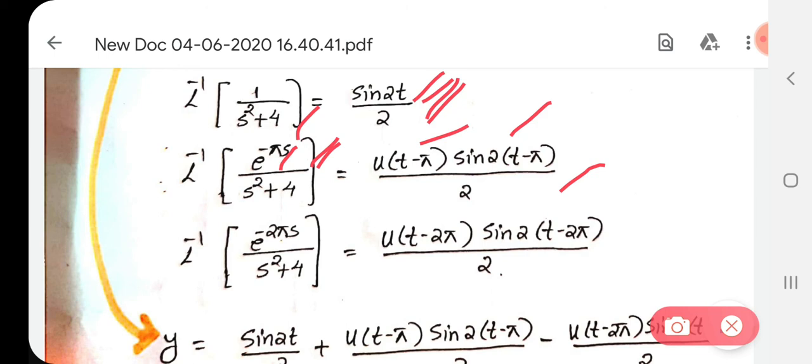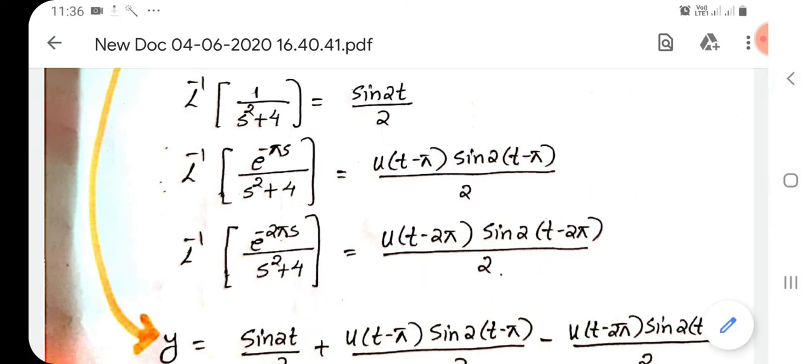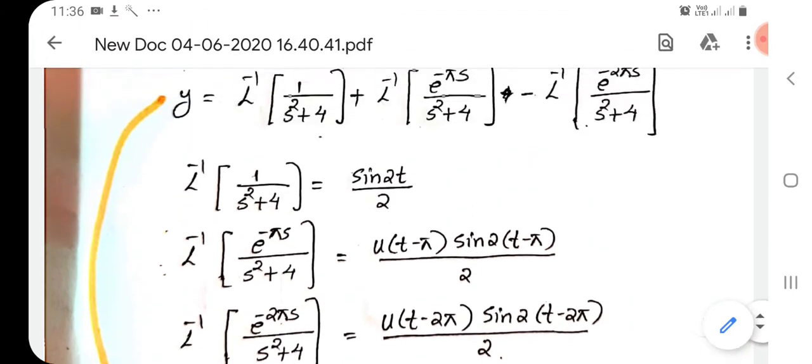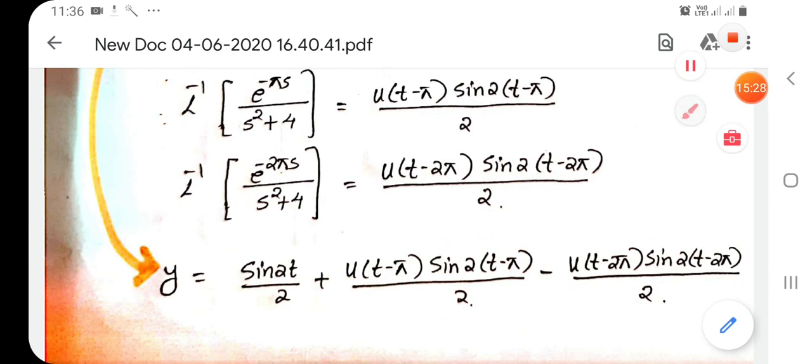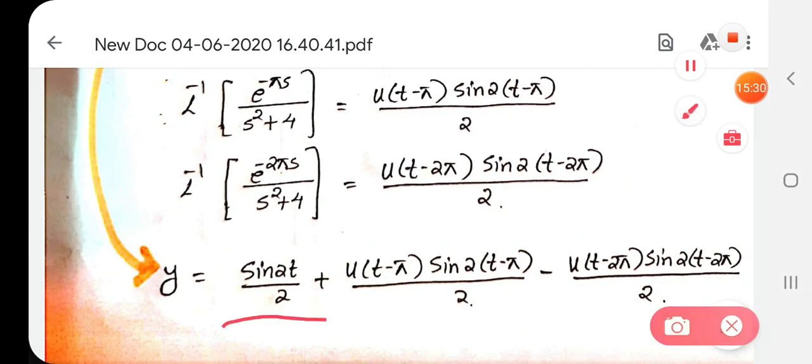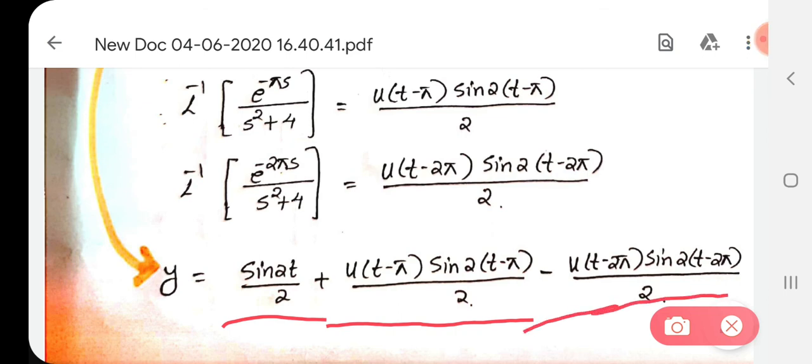Similarly, L inverse of e raised to minus 2 pi s by s square plus 4 is u of t minus 2 pi into sin 2 of t minus 2 pi by 2. Then substituting these inverse transforms, we have y equal to sin 2t by 2 plus u of t minus pi into sin 2 of t minus pi by 2 minus u of t minus 2 pi into sin 2 of t minus 2 pi by 2.